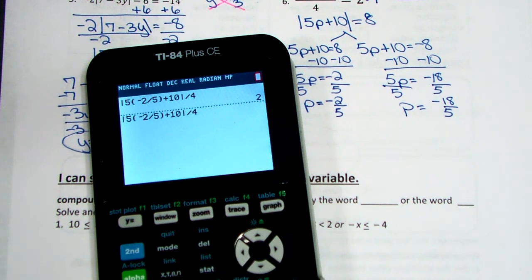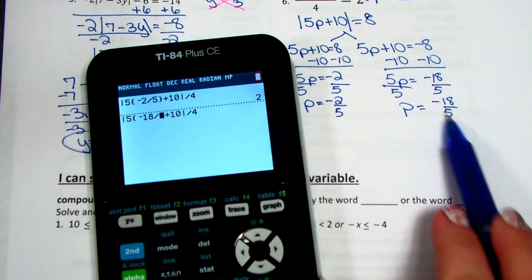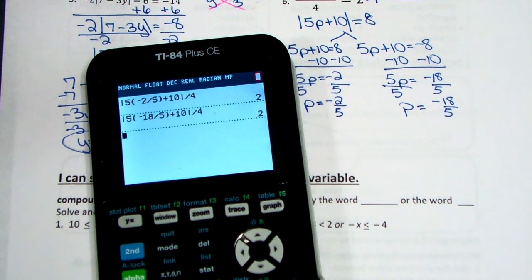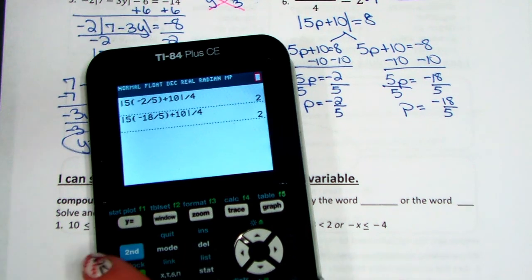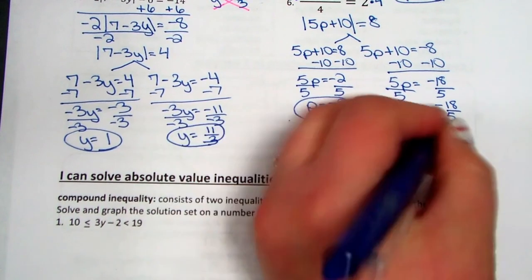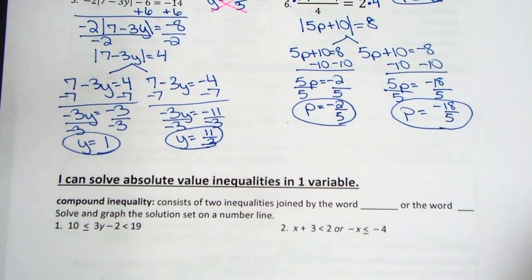negative 18. So negative 18 divided by, oh, see, I've run out of room because this took up more digits. So second insert divided by 5. So there's our negative 18/5. And we get 2 as our answer. So that means I know that I've done this problem correctly. And I know that both of these are solutions.